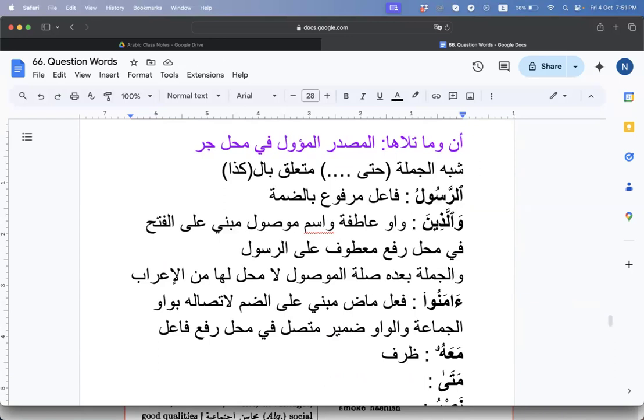Zaman or zarf makan? I think it should be zaman. No, makan, actually. Yes, physically makan, present. Zarf makan. Status: mansoob bil fatha. Yes. Why is it mansub?